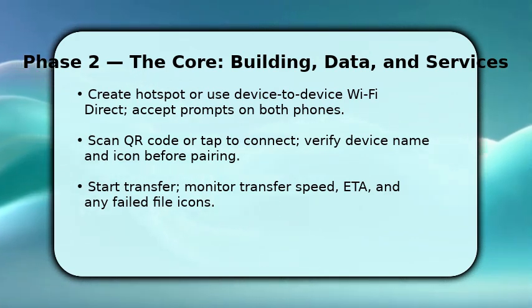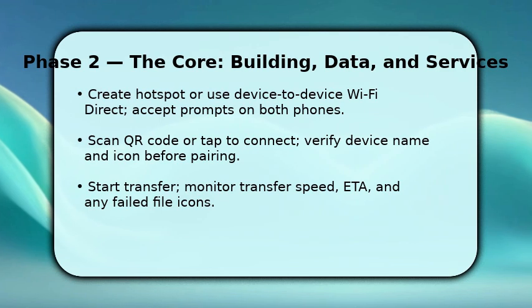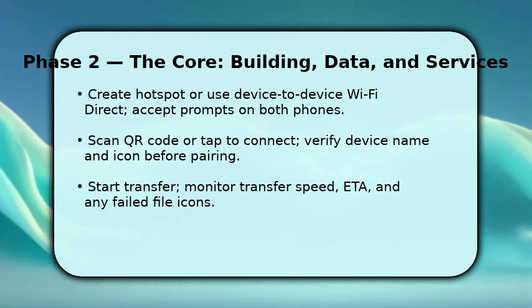Start the transfer and watch the speed and ETA. If a file shows a failed icon, pause other network activity and retry that file. Once connected, transfers are usually fast because they bypass the internet.